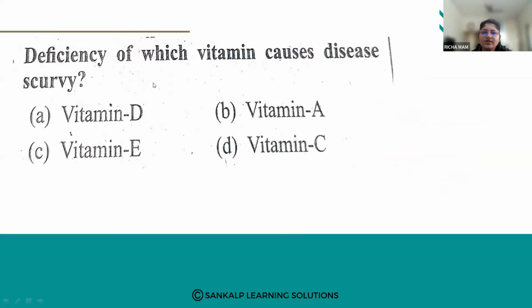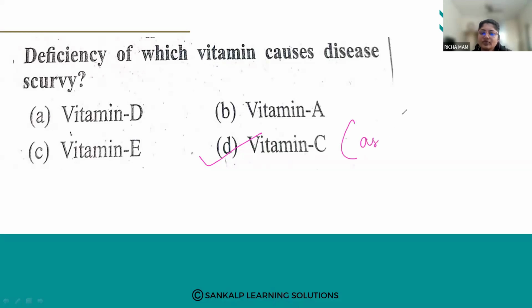Deficiency of which vitamin causes the disease scurvy? Vitamin D, vitamin A, vitamin E, vitamin C. Yes, deficiency of which vitamin? When you lack a vitamin, which one causes the disease scurvy? When you have a lesser amount of vitamin C, it will cause scurvy.